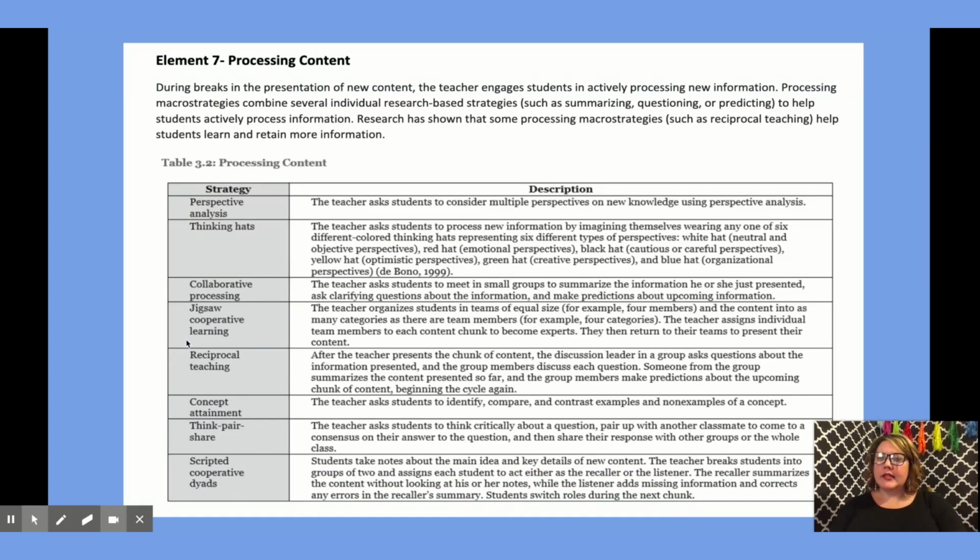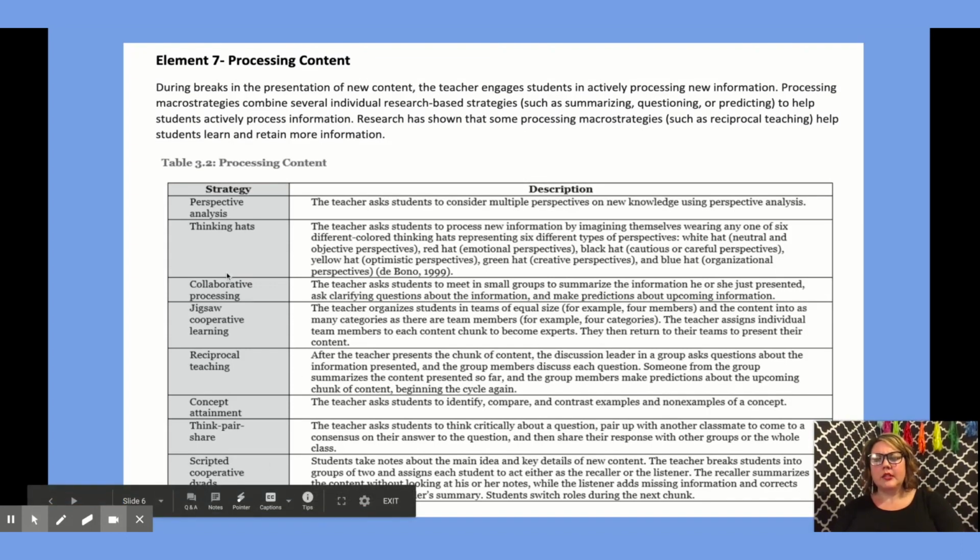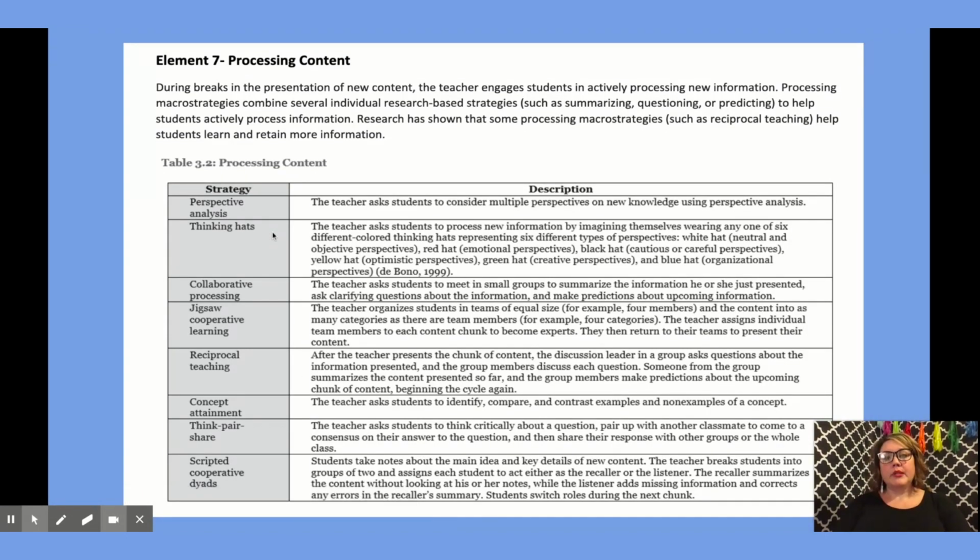And then lastly, another element that is prevalent throughout the third 9 weeks is the element of processing content. So this element gives you, again, some strategies that will help you present ideas to your students in order to help them process this content in ways that are beneficial to them. And please notice within the introduction to processing content that this involves students actively processing new information. So we need to make sure that we give our students that opportunity in order to actively process.